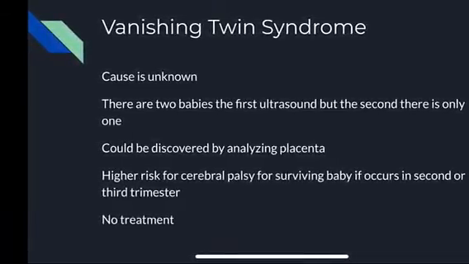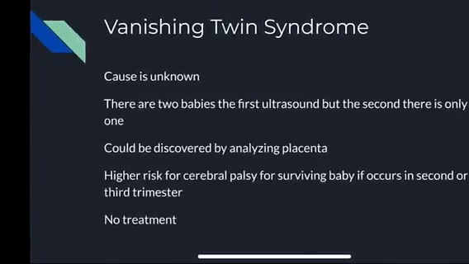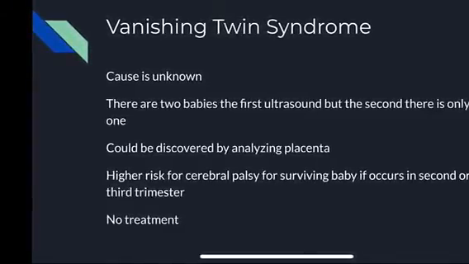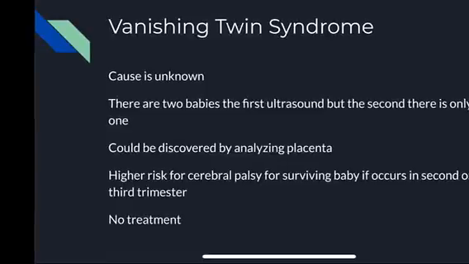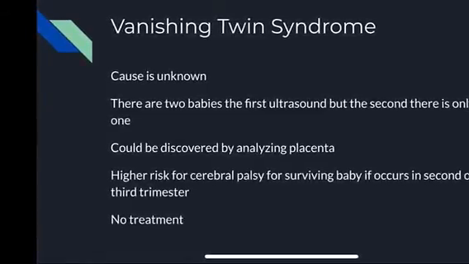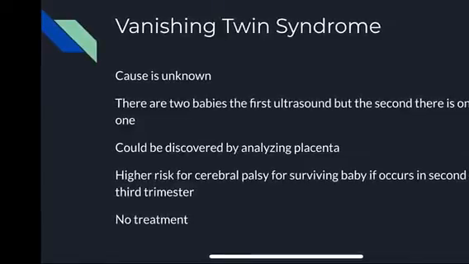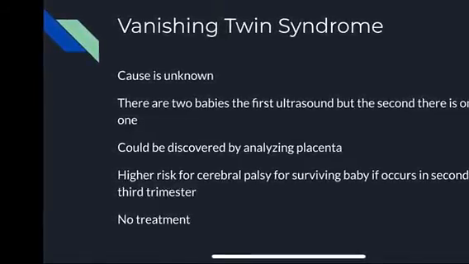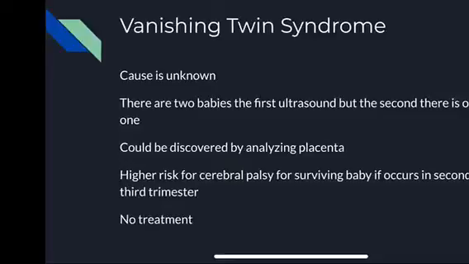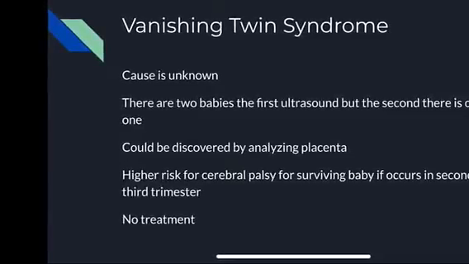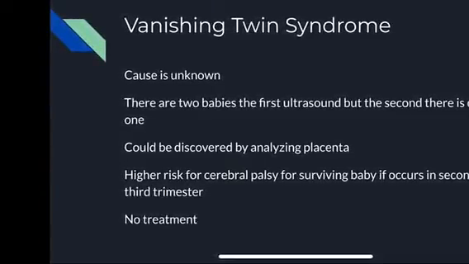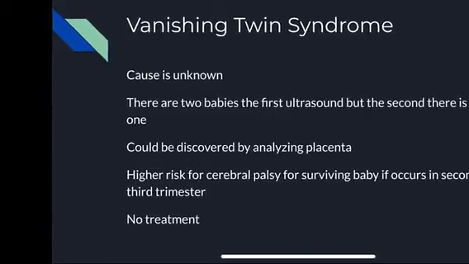They don't know. This usually occurs in 20 to 30% of multi-fetus pregnancies, and the cause is unknown. Sadly, there is no treatment for vanishing twin syndrome, but there are no risks to the mom and baby if this happens in the first trimester. If this occurs during the second or third trimester, the surviving fetus has a higher risk of developing more issues and a higher risk of having cerebral palsy as well.